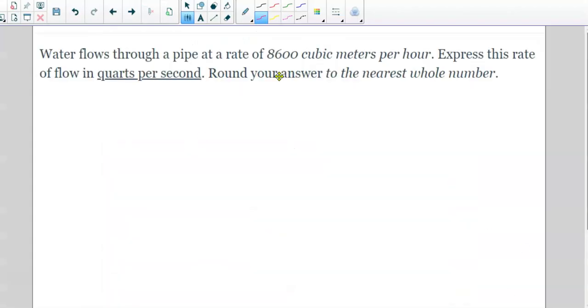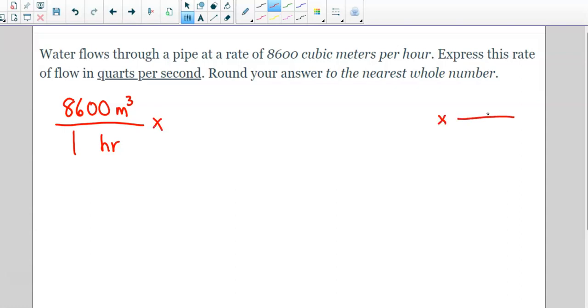So the first question starts with 8,600 cubic meters per hour. So we're going to start by setting up our first ratio. So that's cubic meters per 1 hour. Now the trick to converting units from one measure to another, and I'm just kind of estimating the length here, is to write your original units and write the units you want in the end.